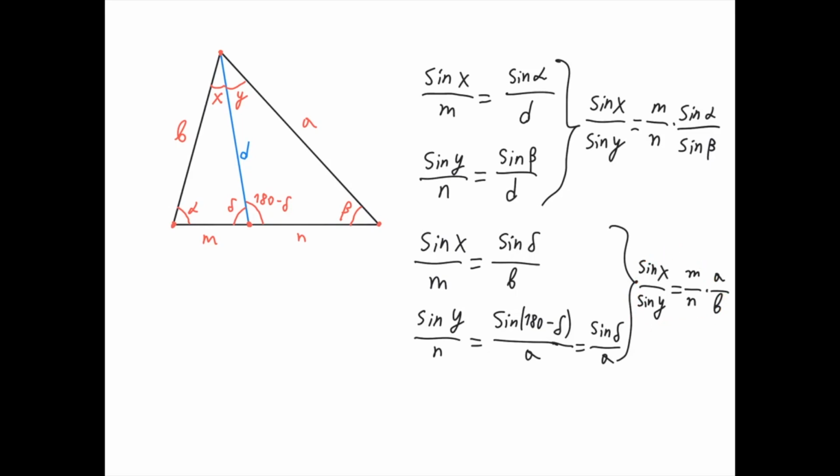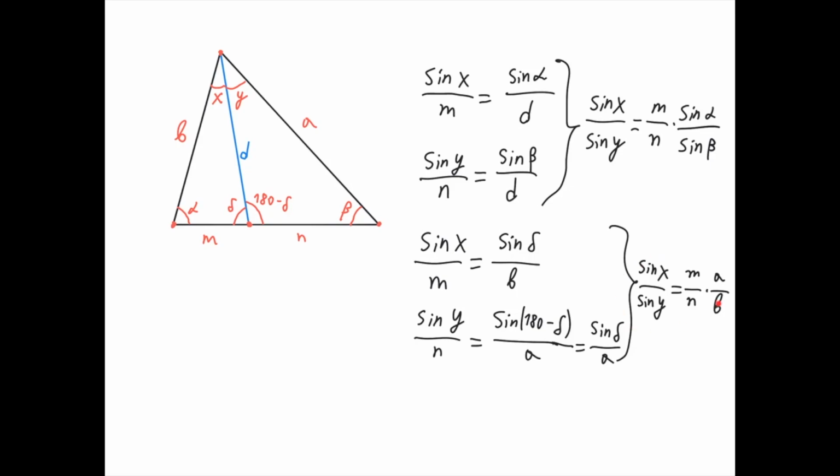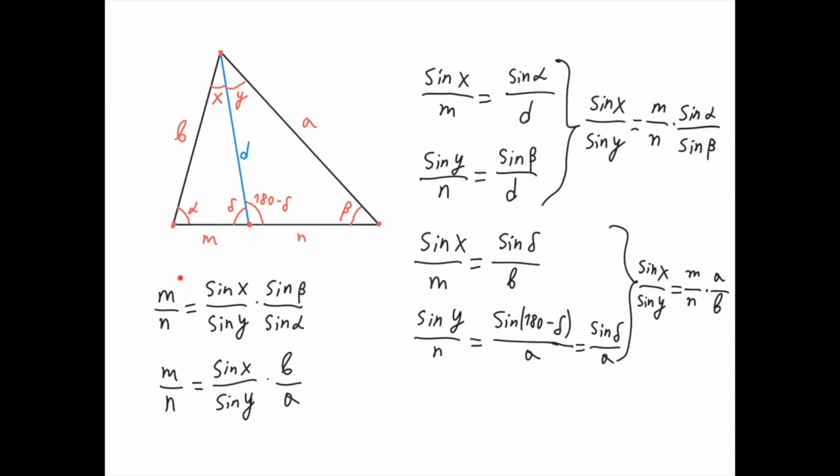And this is not really surprising, since from here we know that sine of alpha divided by sine of beta is a divided by b from the law of sines applied to the whole triangle. So this equality actually follows really easily from this one. We can rewrite this equality like that, and rewrite this equality like that.